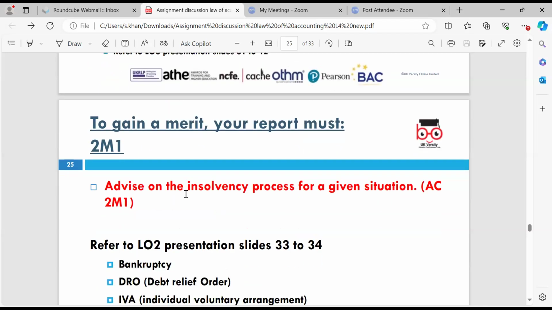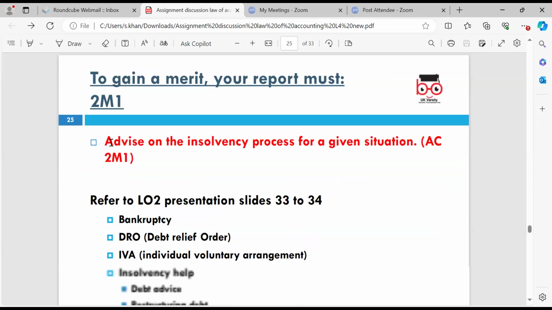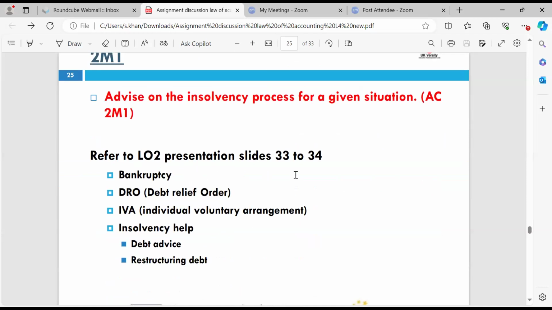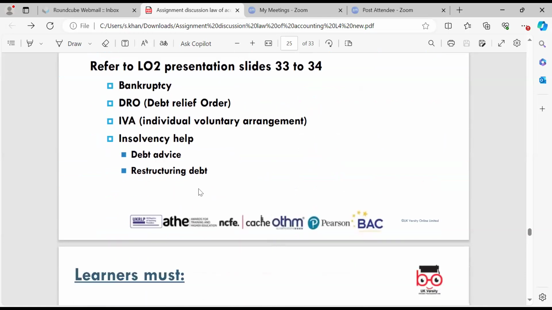Now, to gain a merit for this part of it, which is task 2, your report must also include advising on the insolvency process for a given situation, and that's AC 2.1. Refer to learning outcome 2, presentation slides 33 to 34 for this. Bankruptcy, debt relief order, individual voluntary arrangement, insolvency help, so debt advice, and restructuring debt.